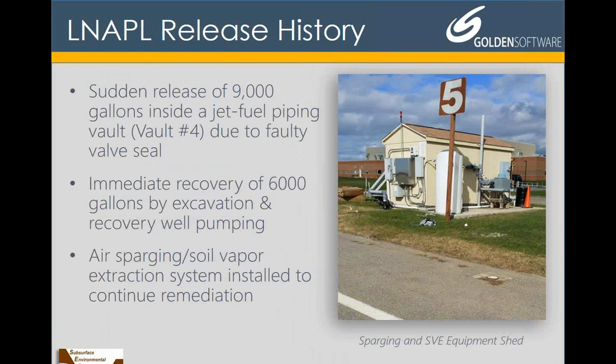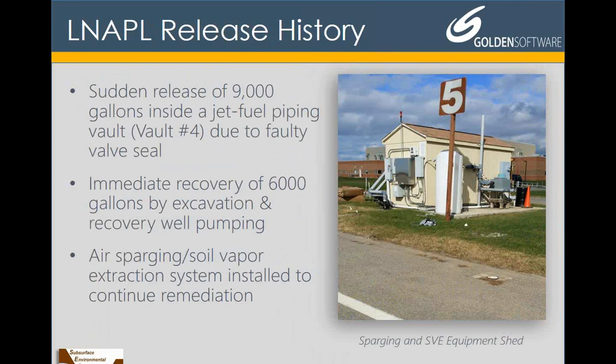Immediate recovery efforts were undertaken, which included excavation and recovery of NAPL by putting in a temporary recovery well. And it was estimated that 6,000 gallons of jet fuel, in this case the fuel type is JP-8 at this site, were recovered, leaving 3,000 in the ground.